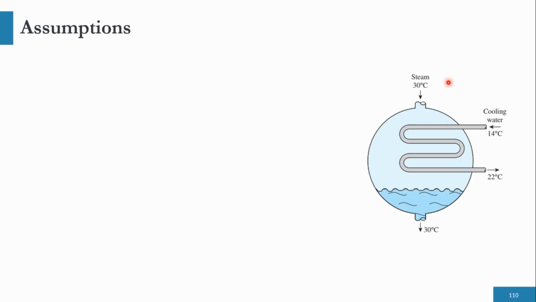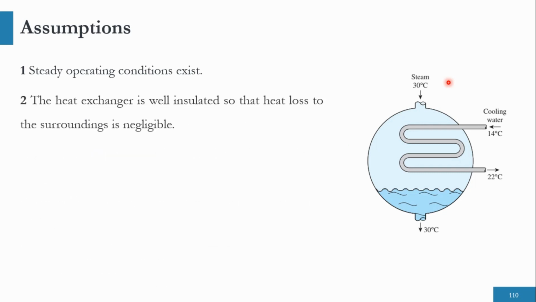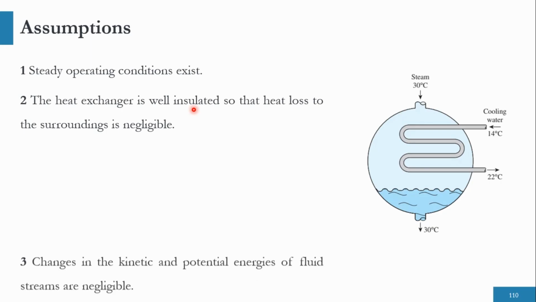So there are 5 assumptions which we have to take while solving this example. Number 1 is that we will assume that steady state operating conditions exist in the system, because once we talk about an unsteady state system, the equations change and the system becomes a bit complex. Number 2 is that the heat exchanger is well insulated, so the heat loss to the surroundings or to the environment is negligible.